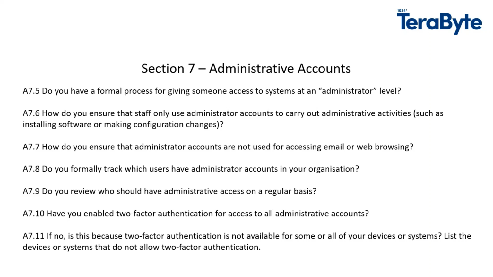A710, have you enabled two-factor authentication for access to all administrative accounts? You might find that a lot of the time, a lot of the services that have administrative accounts, you can't do two-factor authentication, so if that's the case, just put no. And then for the next question afterwards, you just put a description why you can't do that. If you can use two-factor authentication, or you have got two-factor authentication enabled, just put yes. And A711, that's just putting the description, displaying why you can't use two-factor authentication if you can't.